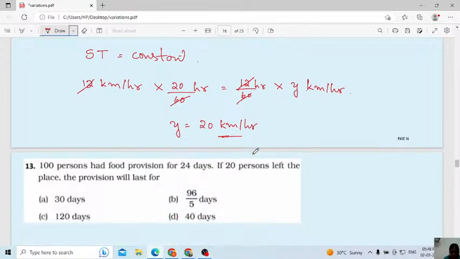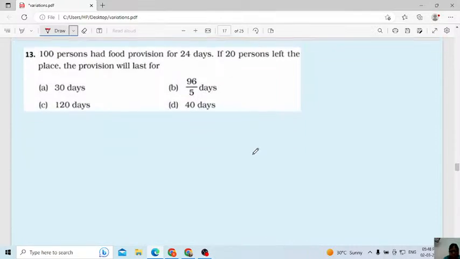Yes, I will move to the next question. Solve. Same repeated question, the type it will be same. 100% had food provision for 24 days. If 20% left the place, here they are asking left the place. The relation it will be same, but here they are asking how many days. Sahana, very good. Answer is 30.